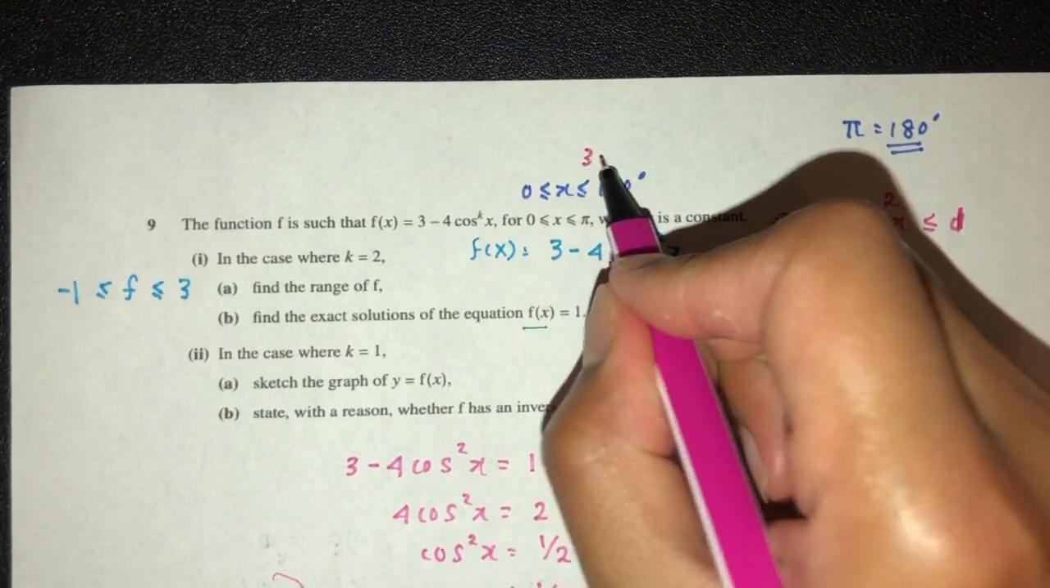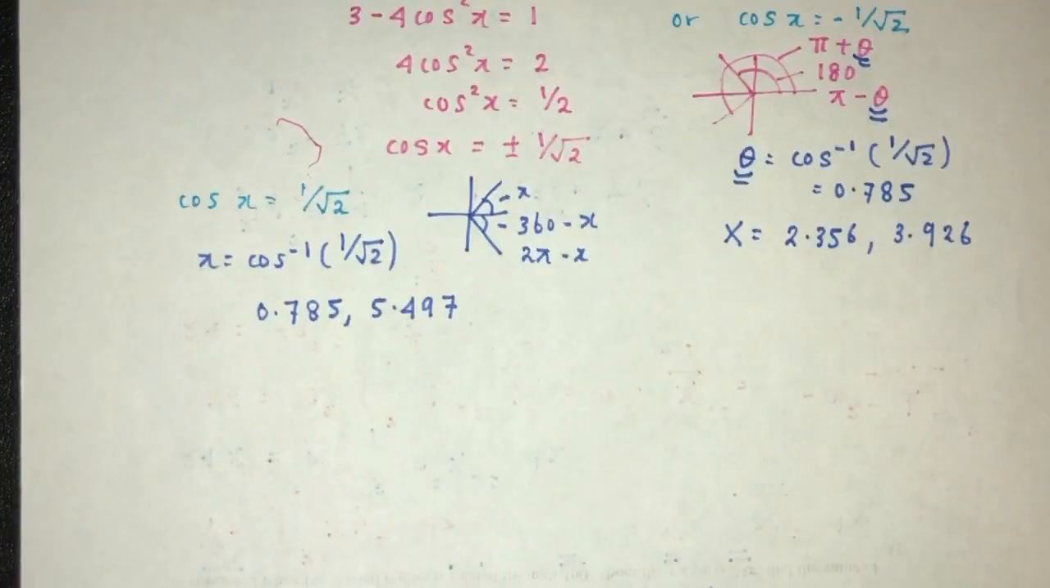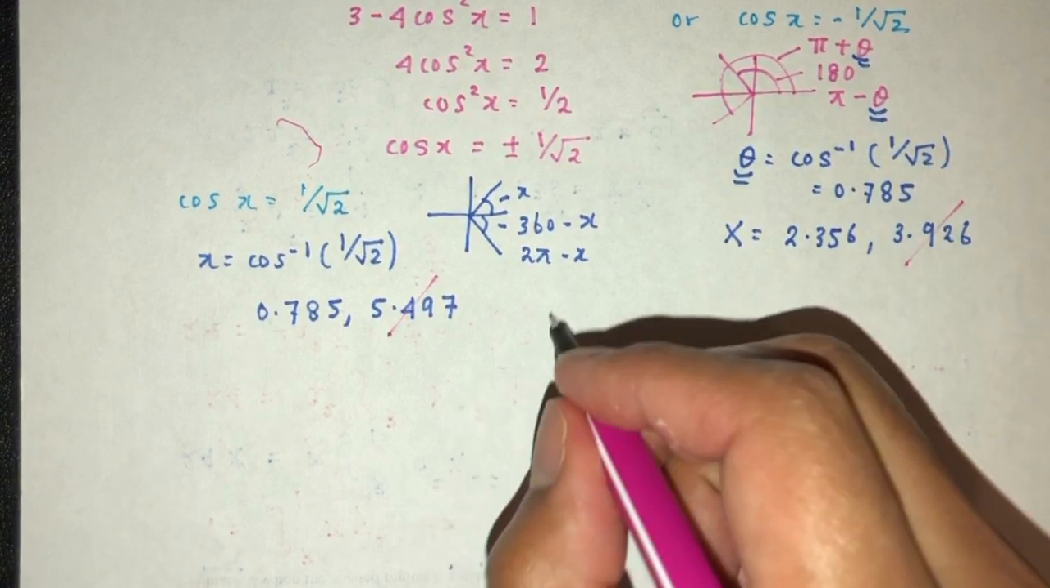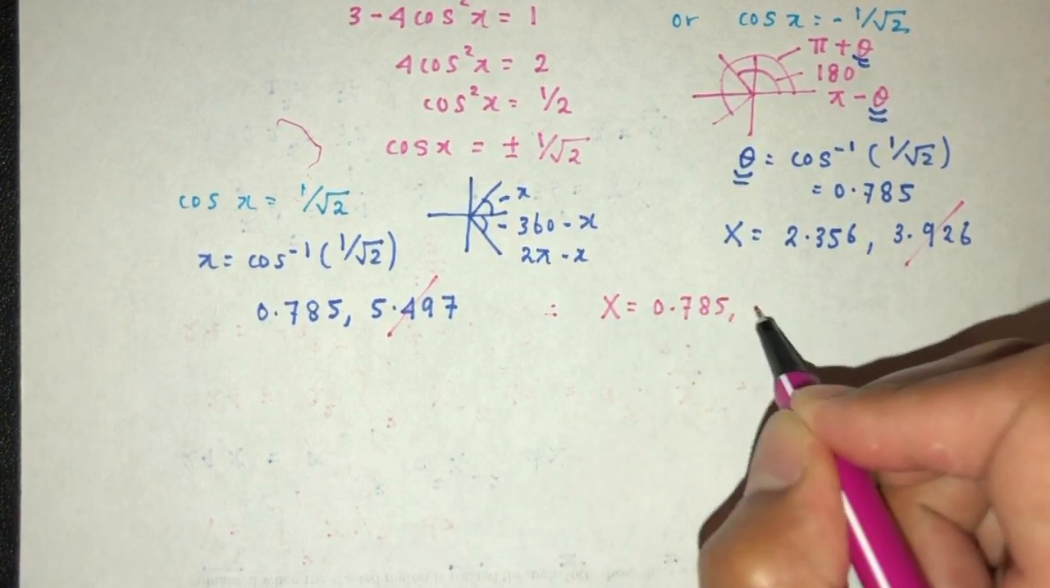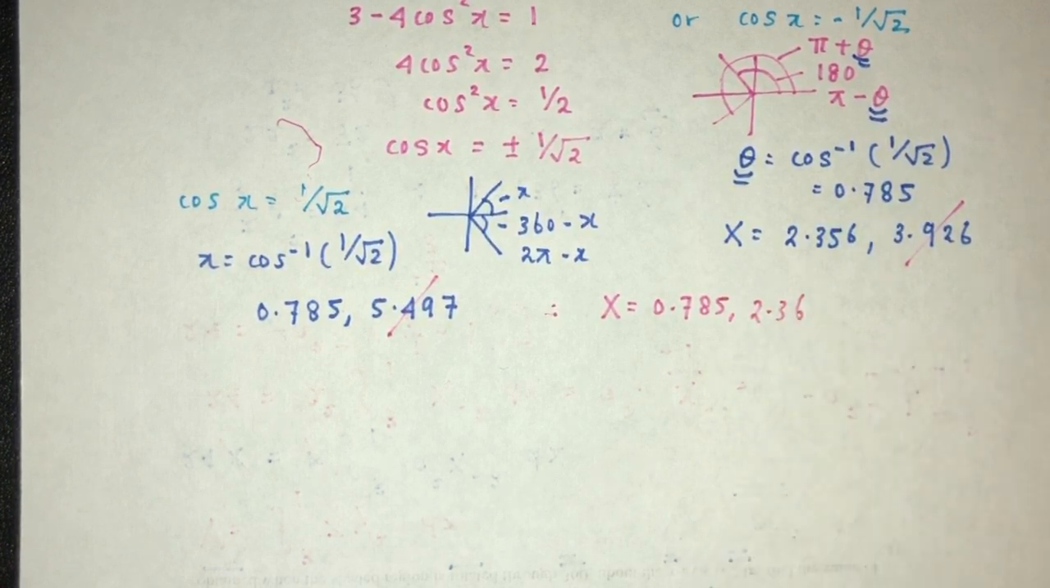Now we know that the value of x is only between 0 and pi. Pi is 3.142, right? So this will be too much, and this will be too much. So x is only going to be 0.785 and 2.36, correct? 3SF. That will be part B of your question.